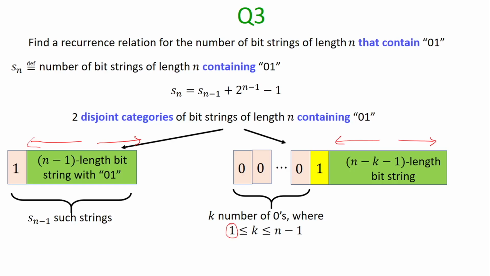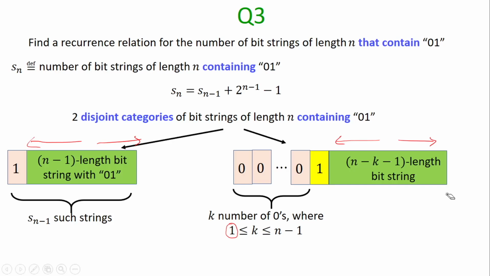So k is the number of zeros at the beginning of the string. I can have either one zero, or two zeros, or n minus one zeros. Because I might be having a string of this form: 0, 0, 0, 0, 0, n minus one times, and the last bit is 1. That's also a valid string in this category. So that's why my k ranges from 1 to n minus 1. Okay.